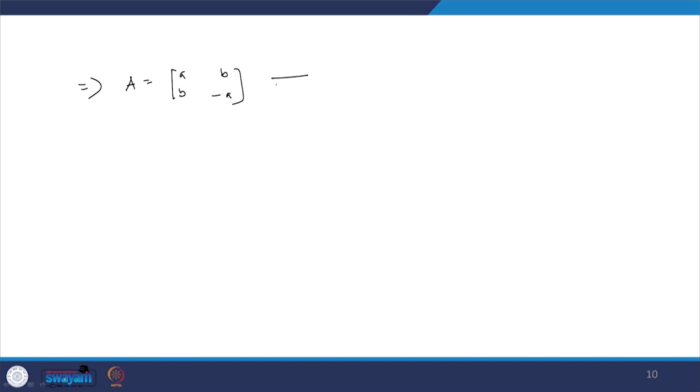There are two possible structures for A for which this 2 cross 2 matrix will be orthogonal. We can also quickly cross-check under what conditions it will be a unitary matrix. Using exactly the same analysis we can do it. So, we will continue in our next class.